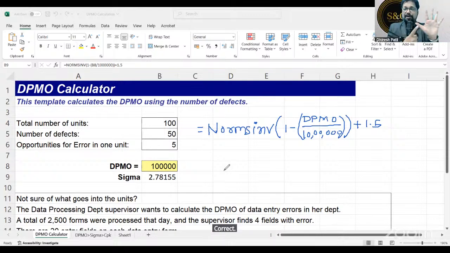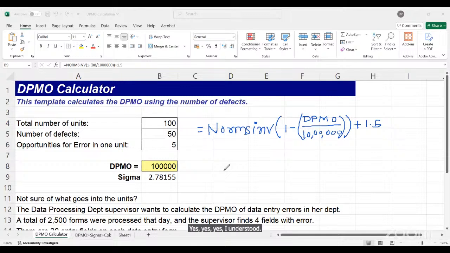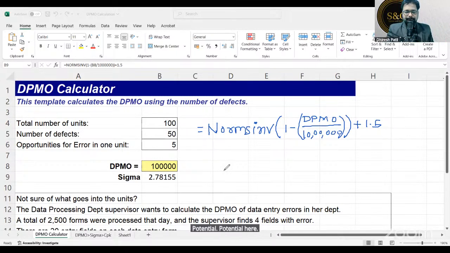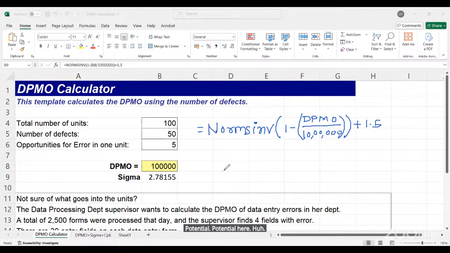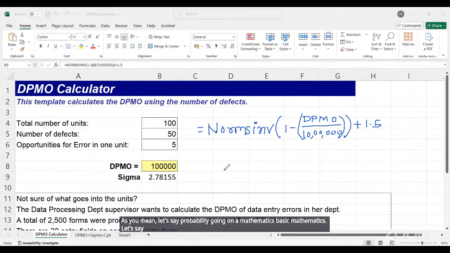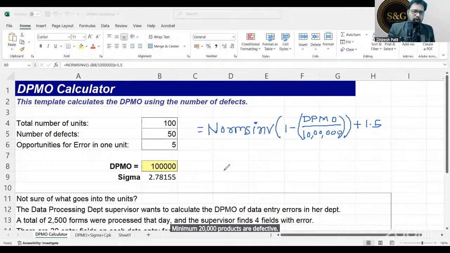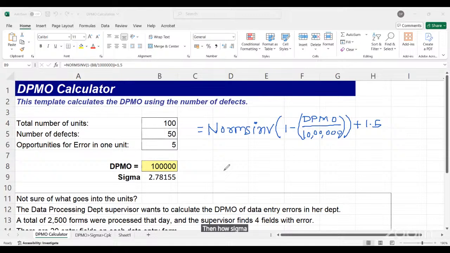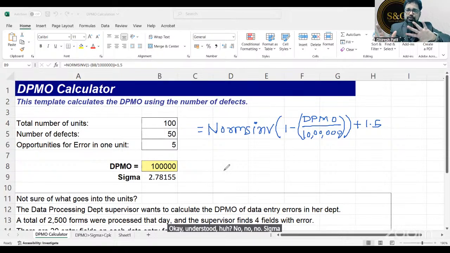5 defect opportunities are there, not 5 defects. See, there is a correction here. Yes, I understood. Potential defects are there. I am assuming, going on basic mathematics, every product has 5 defects. Minimum 20,000 products are defective. It could be greater. Okay, understood. Then how could sigma be 2.7? My concern is this. Don't compare it with sigma, that will be confusing. That's what I'm saying. Okay.